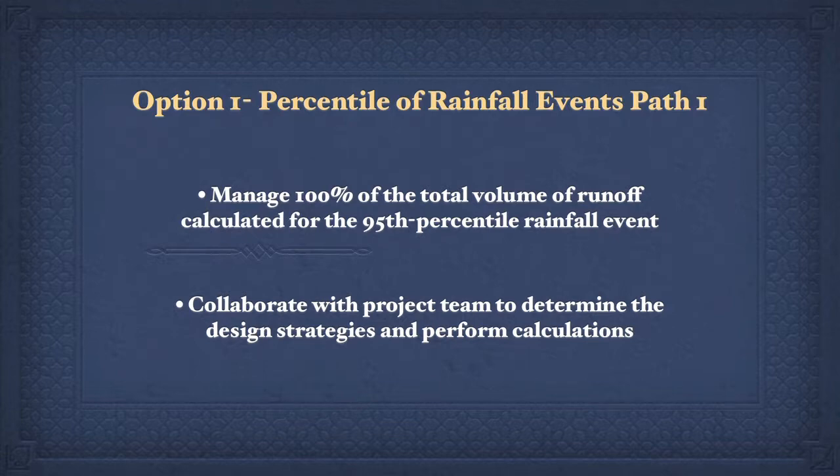Work with the project's civil engineer, landscape architect, hydrologist, or other qualified professionals to determine design strategies and perform management calculations. We'll review 4 popular on-site rainwater management design strategies. The strategies include bioretention, permeable pavements or pavers, cisterns, and green roofs.